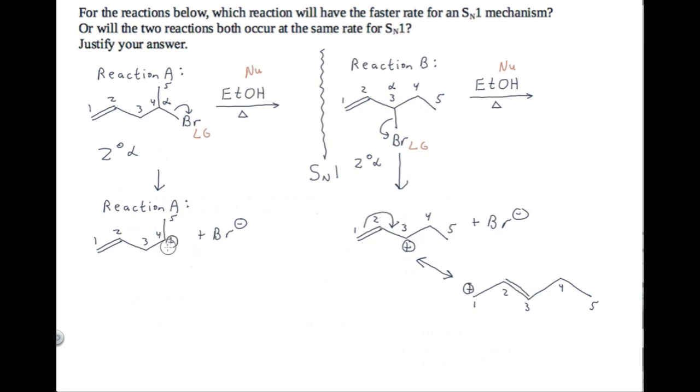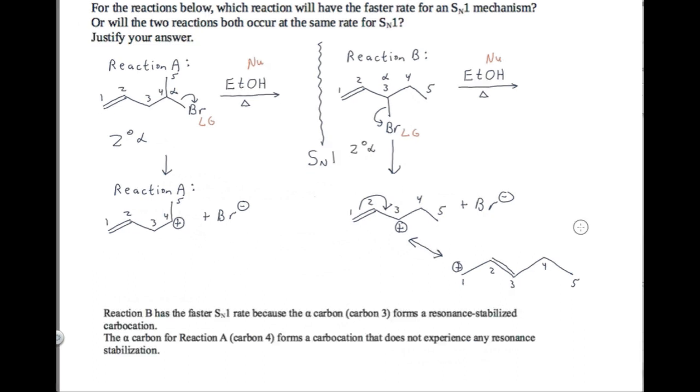This carbocation is not resonance stabilized. It's too far from the pi electrons to participate in resonance with those pi electrons. Carbon 4 is too far from these pi electrons to participate in any resonance with the pi electrons. Resonance structures involve the movement of pi electrons. So here would be a good answer. Notice that it's not enough to say that reaction B is faster. You must justify your answer for full credit. This would be a good justification.